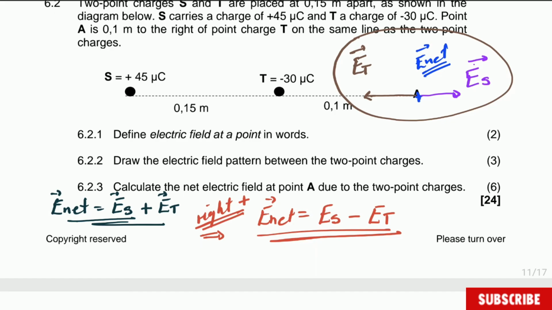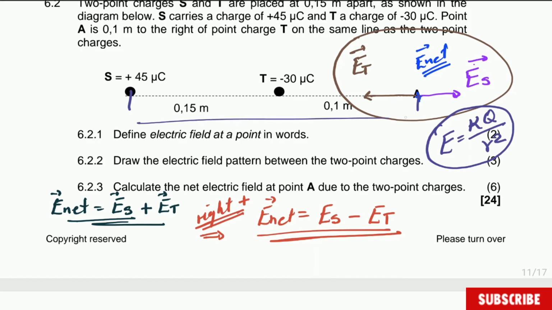Okay, how do we calculate the electric field at this specific point? The formulas are there, I'm going to show you, but the electric field is equal to K multiplied by the charge divided by the distance squared. Now that is the formula for electric field at a point that we are going to be using, but I just wanted to note the following. The distance from S to the point is the addition of 0.15 plus 0.1. So that's all. Saying that, we're going to a new page to finish this question.